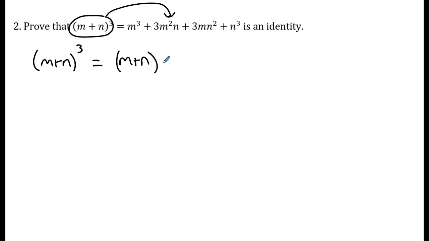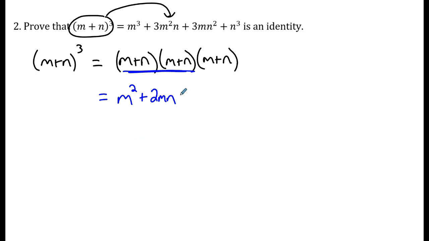Prove that (m + n)^3 equals that expression is an identity. So I'm going to start with this side, and show it looks like that side. (m + n)^3. Well, what does it mean to cube something? That means I have 3 of them. Well, I can't multiply 3 things together at once, so I'm going to start with those first 2. Well, that's (m + n) times (m + n). I'm squaring that. So square the first, 2 times their product, plus the last thing squared.